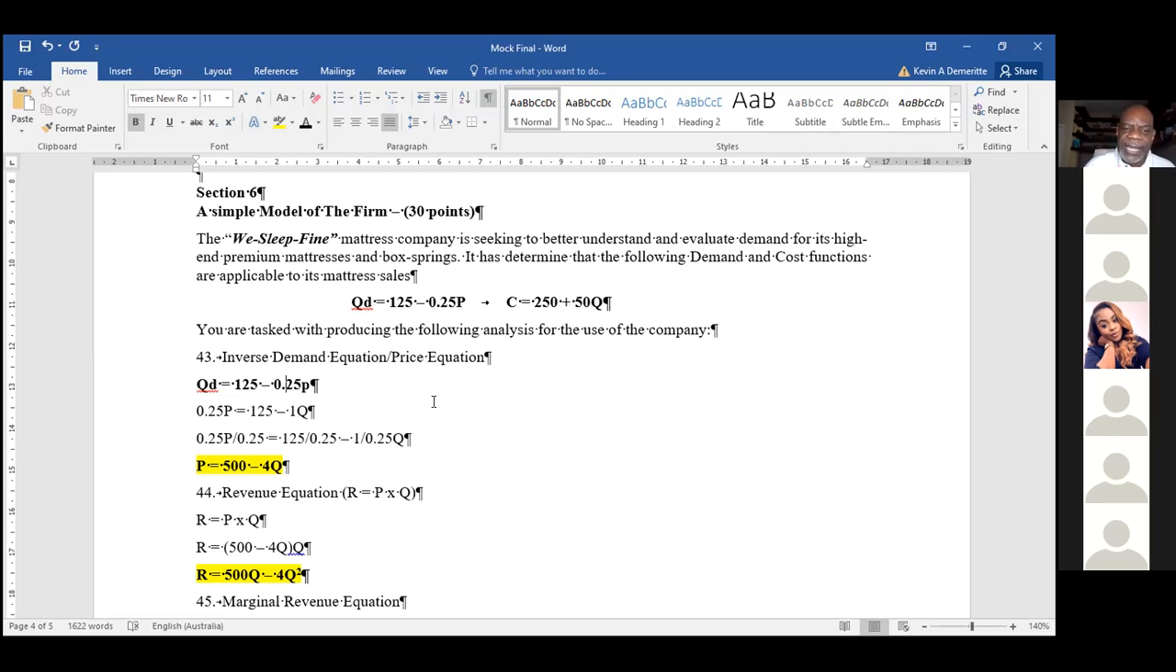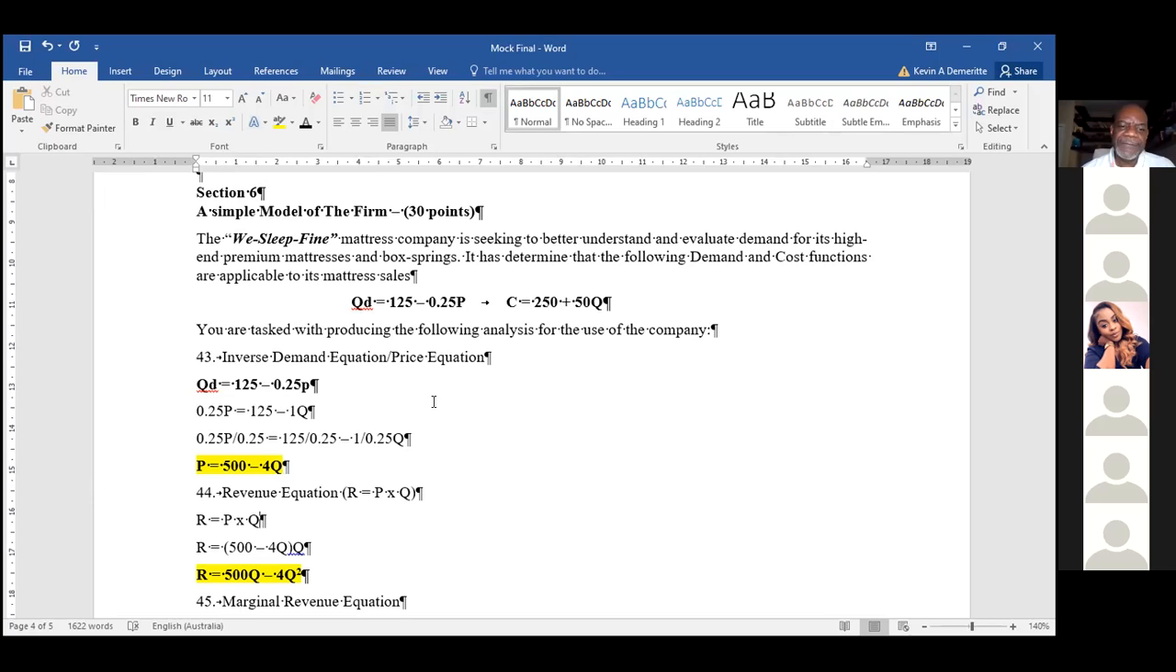Double check it with a calculator, but I strongly urge you to always use your calculator for any quantitative issues in this exam, just to make sure. Even if you think you know it in your head, use your calculator just in case. And 1 divided by 0.25 is 4. So we end up with P equals 500 minus 4Q. So we know this is our inverse demand equation, also known as our price equation.